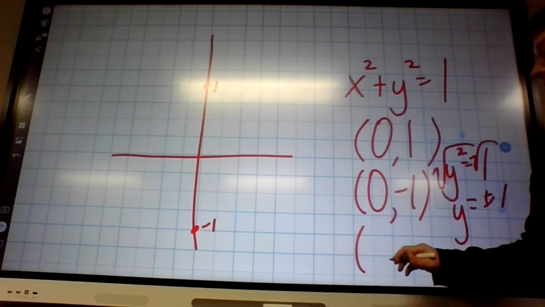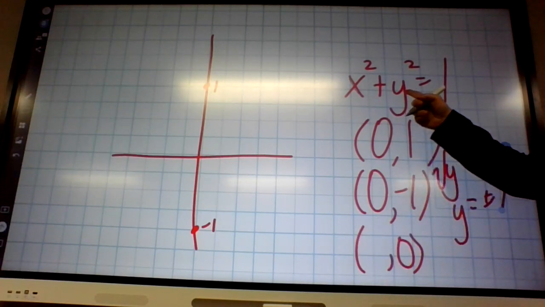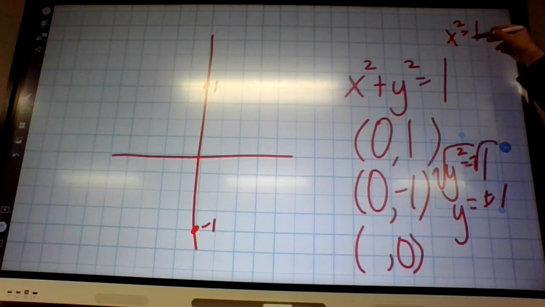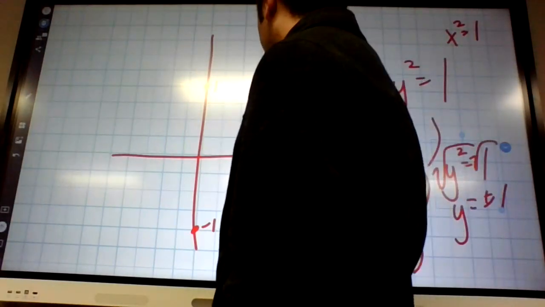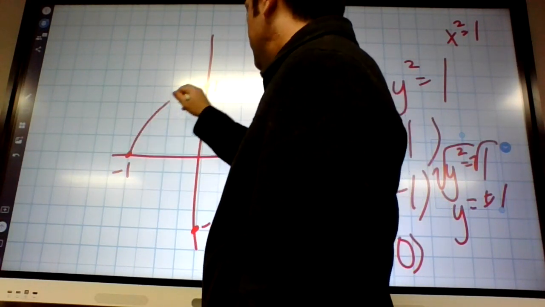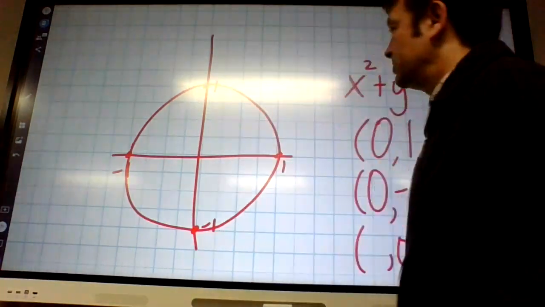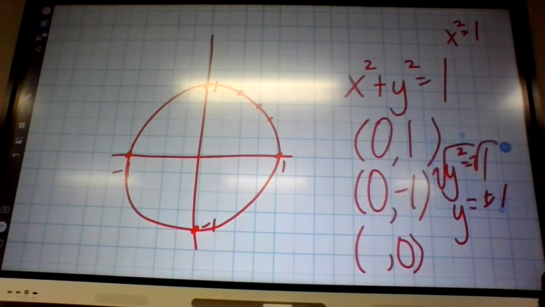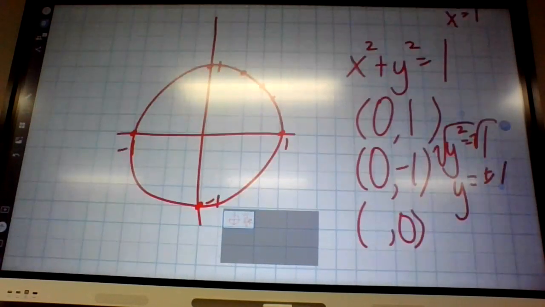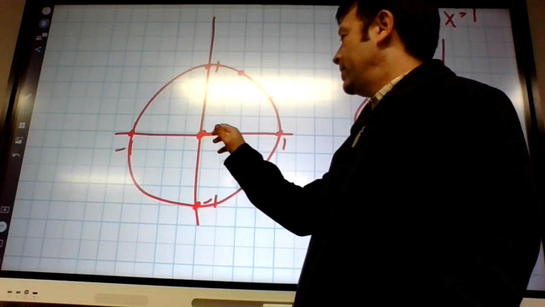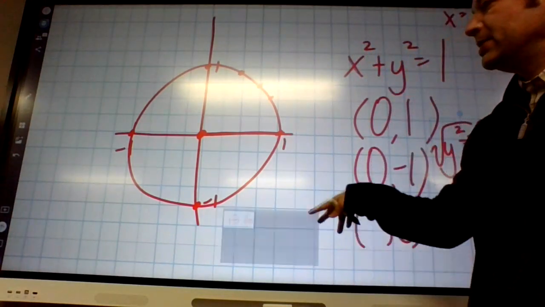If we make the y value 0, what would the x value have to be? Plus or minus 1, right? So the x values are at 1 and negative 1. Okay, what shape does it make? If we find all those points, all these would be square root answers, they're kind of messy. It makes a circle. So this circle has a center at 0, 0, and a radius of what? 1.